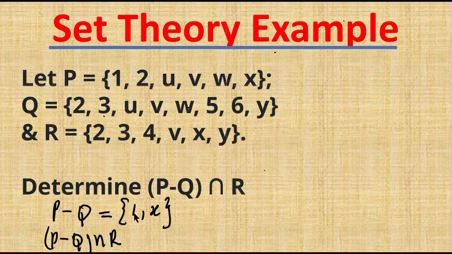Now P minus Q, I have 1. I don't have 1 in R. P minus Q, I have X, and I have X also in R. So my final solution will be given as what? As X. This is simple, but you must be careful.